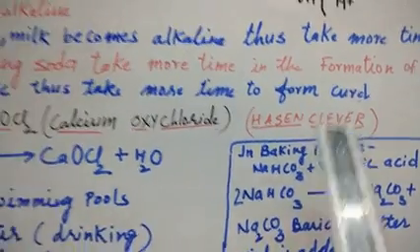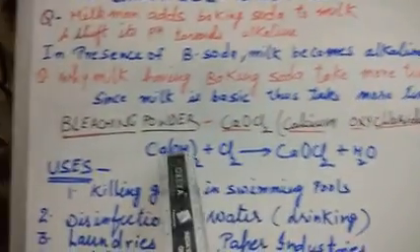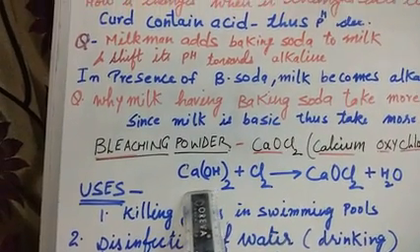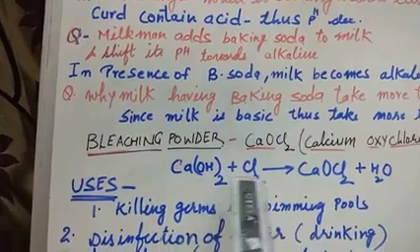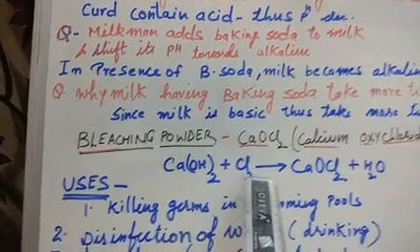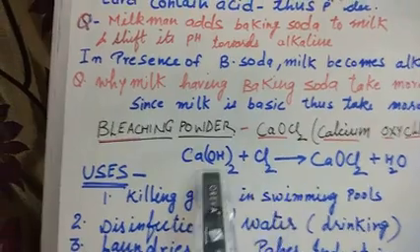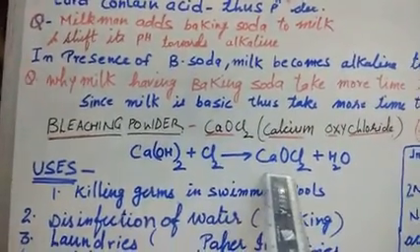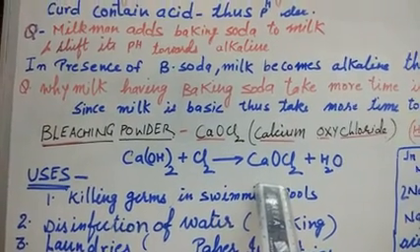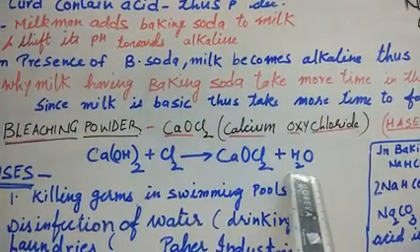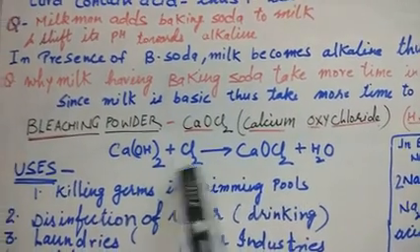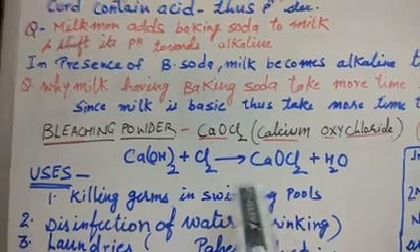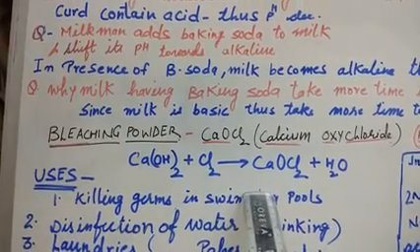In that method, what is done? Slaked lime, calcium hydroxide, is reacted with Cl2 gas. Chlorine gas is passed into slaked lime, resulting in the formation of bleaching powder, CaOCl2, and H2O. Okay, this is how bleaching powder is prepared. It is a white colored powder, students.